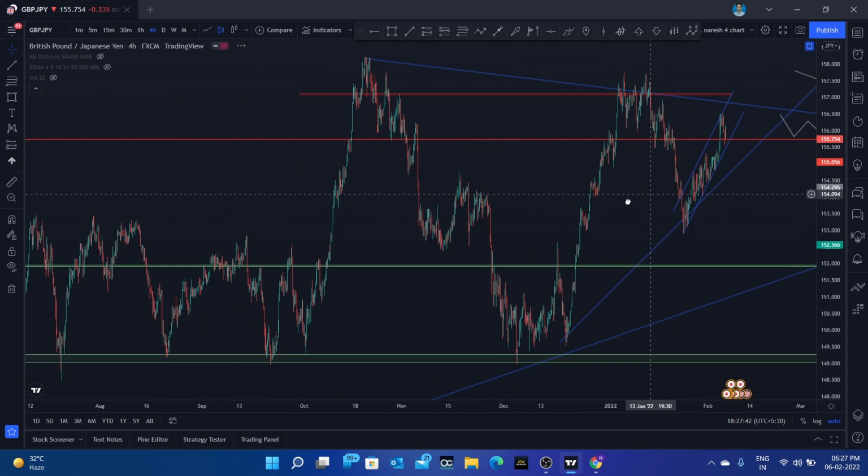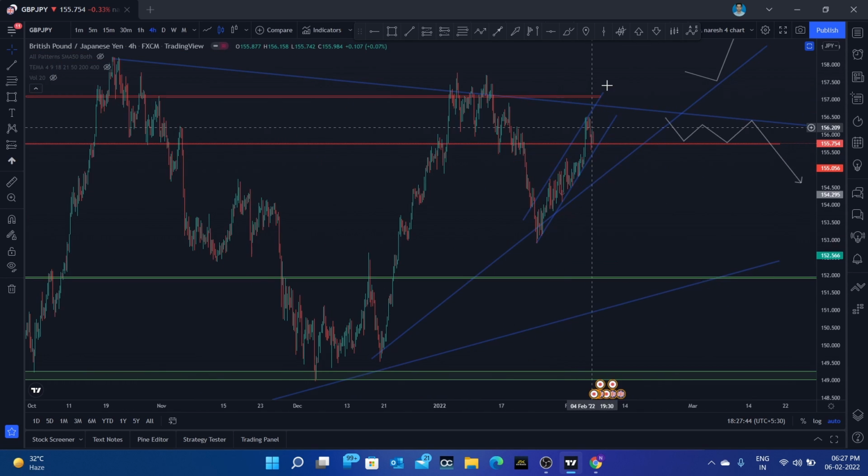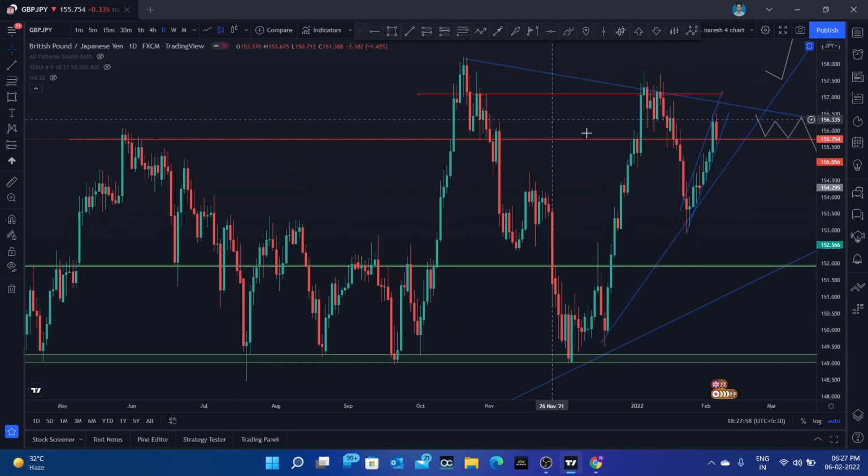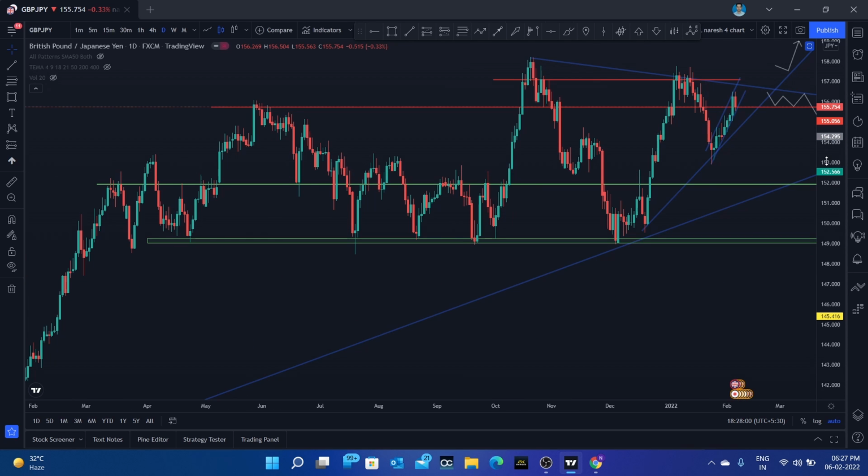And if it is breaking this area and going for a pullback again, like if it is breaking this particular trend line, and again if it is pulling back to this area, you can potentially go for long entries. It is preparing to go up again. So that would be for GBPJPY, guys.